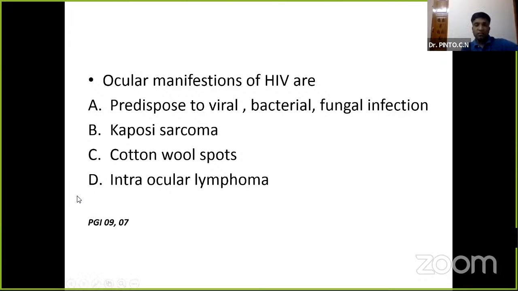Again, this is a PG question. I told you, right? All. It's predisposed to all bacterial, viral, and fungal infection. Apart from that, cutaneous manifestations are Kaposi sarcoma. Cotton wool spots on the retina is the most common clinical presentation. Intraocular lymphoma, especially the non-Hodgkin's type, is very common. So therefore, all the four options are correct in this question.